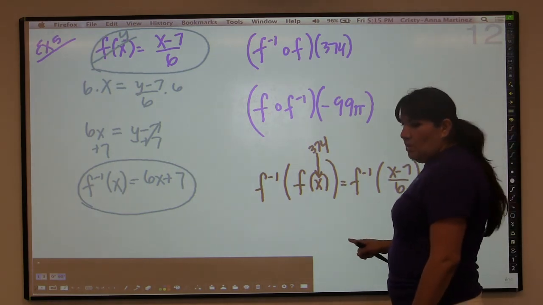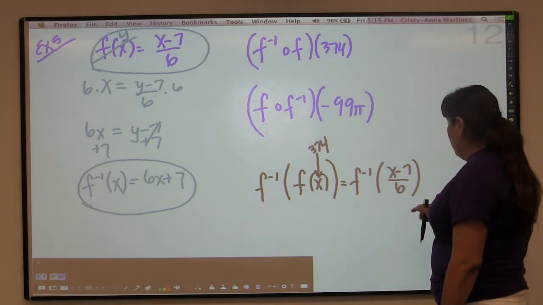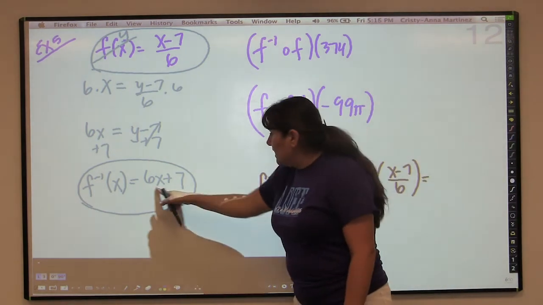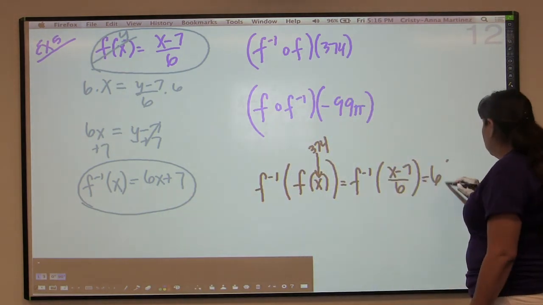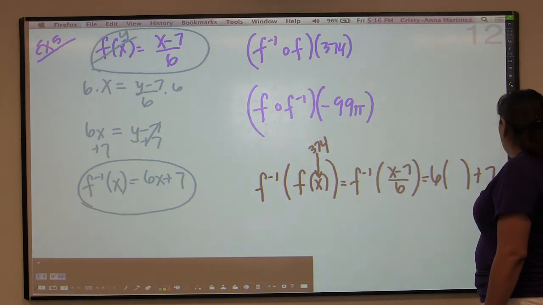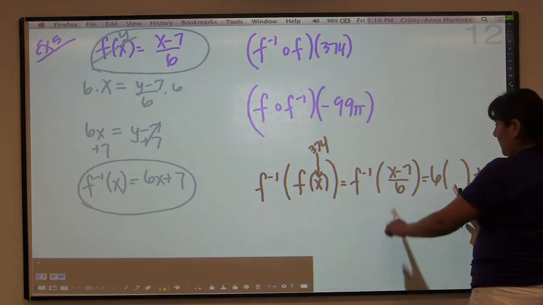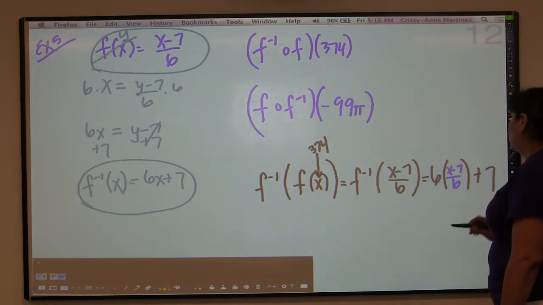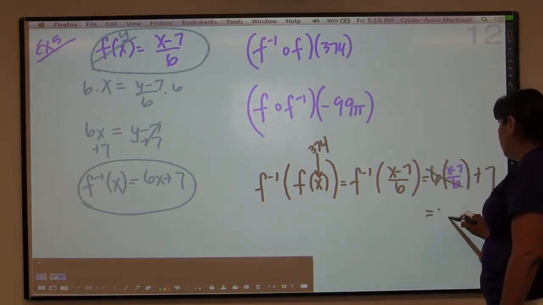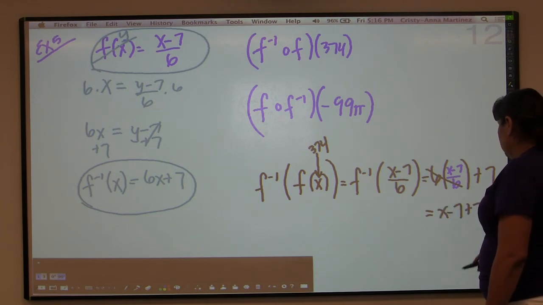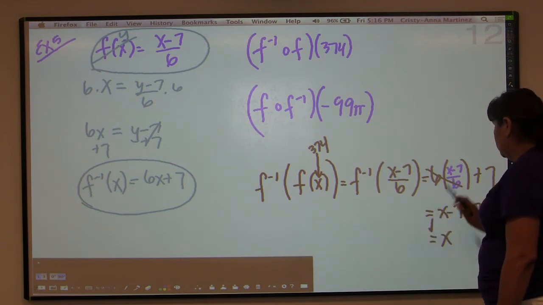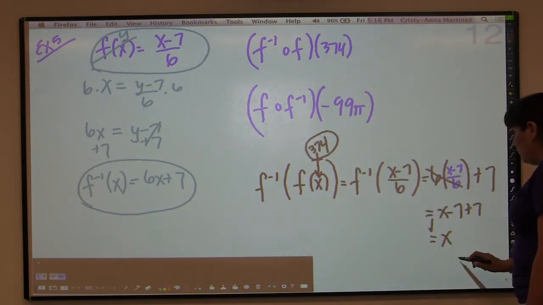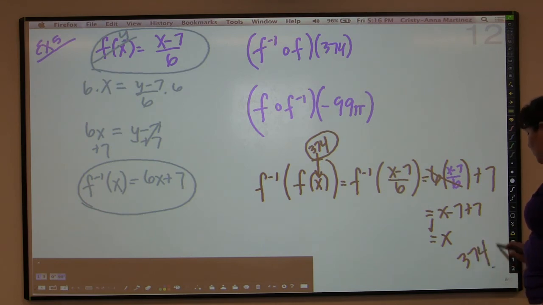What's going to happen when I put f inverse of f? The f inverse function is 6x plus 7. 6x plus 7. What's going to go inside the x's spot? x minus 7 over 6. Okay? So what's going to happen is those are going to cancel. x minus 7 plus 7. So my answer is x. Well, what is x? 374. So I am pleading with you right now that the answer to this question is 374.